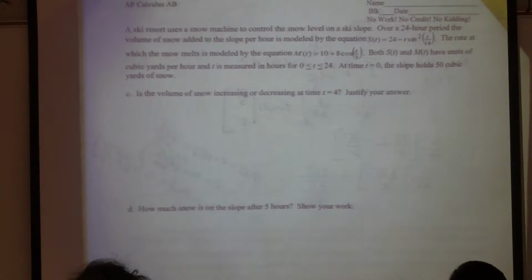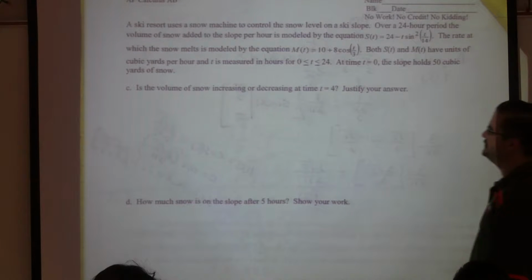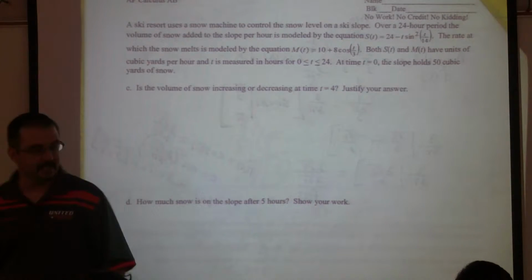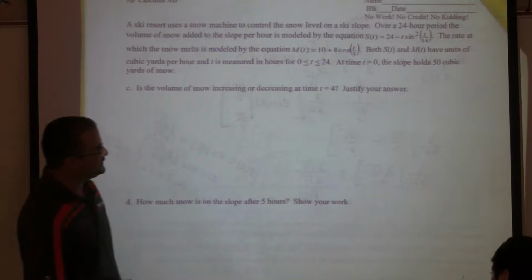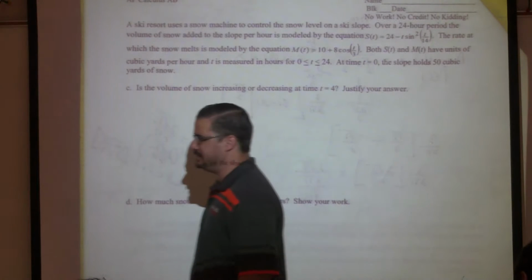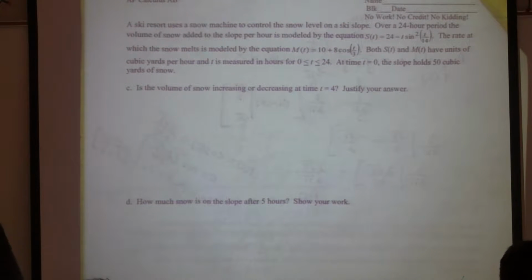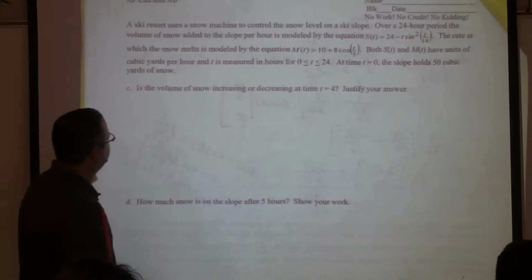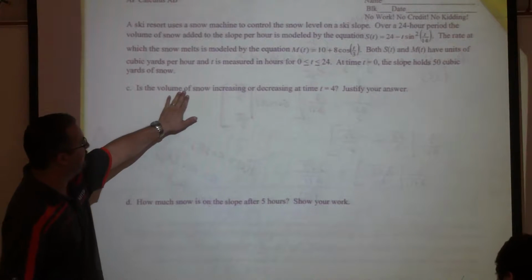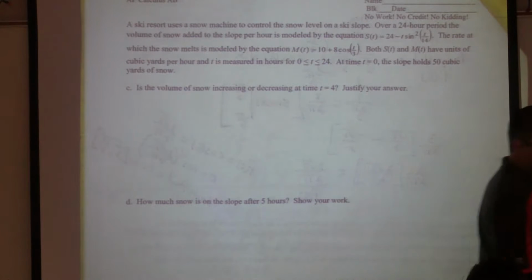Alright. 3 more parts. And I copied the problem on there so that we don't have to be flipping back and forth to look at the question, okay? Still the same question. Just put it there for you. So part C. Is the volume of the snow increasing or decreasing at T equals 4? How do I know when something increases or decreases? If the first derivative of what you're working with is positive or negative. So I would need the first derivative of an equation that represents the amount of snow on the mountain.